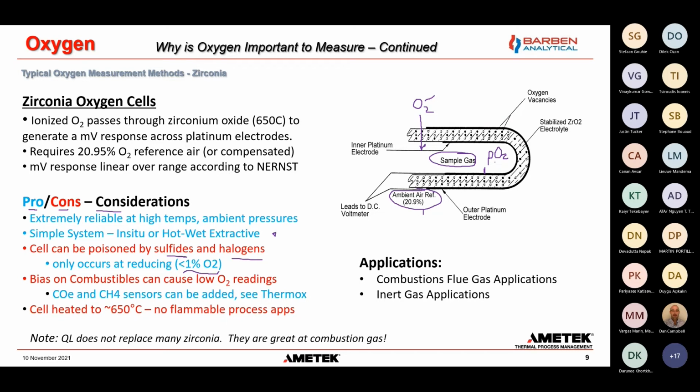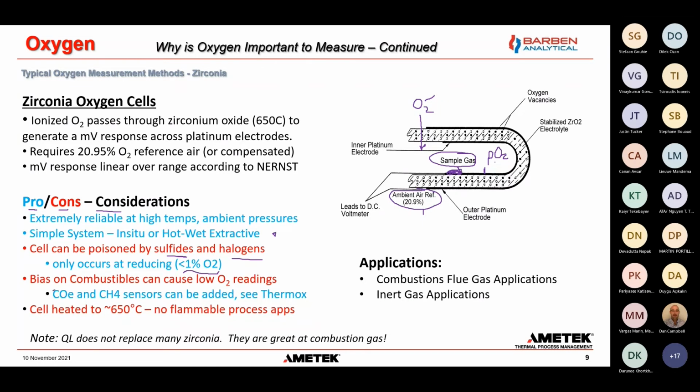It is also biased on combustibles, which can cause low O2 readings. If we have any combustibles or CO, that can hit the platinum at the high temperature, it will react all the way to CO2 and it'll take an oxygen from our sample gas. Same thing if there's any unburnt CH4 from inefficient burners, that can also combust at the platinum here and then steal some O2 right at our measurement point.